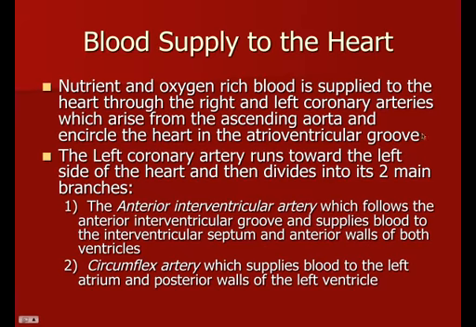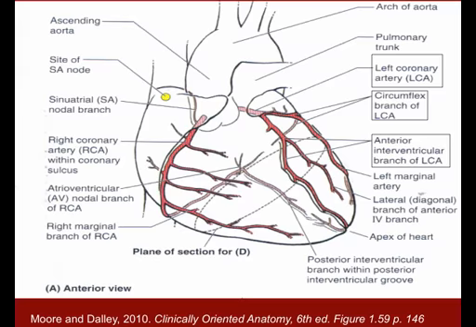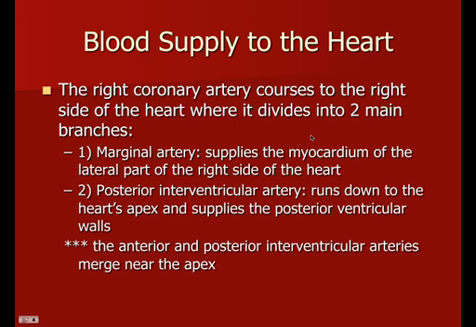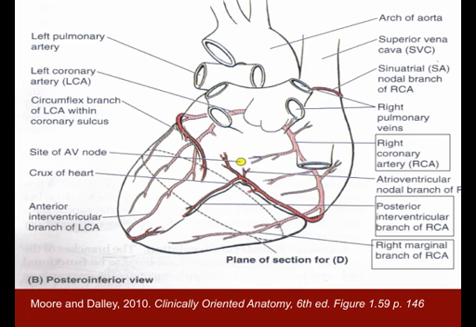And then, nutrient and oxygen-rich blood is supplied to the heart through the right and left coronary arteries, which arise from the ascending aorta. The left coronary artery runs toward the left side of the heart and divides into two main branches, the anterior interventricular artery and the circumflex artery. And there they are. The right coronary artery courses to the right side of the heart, and it divides into two main branches, the marginal artery and the posterior interventricular. Okay, and here's your posterior and your right marginal.